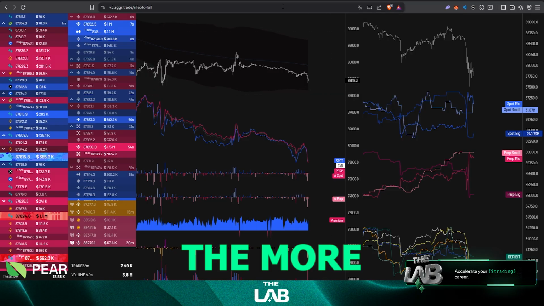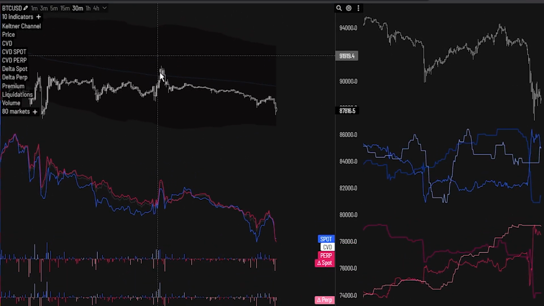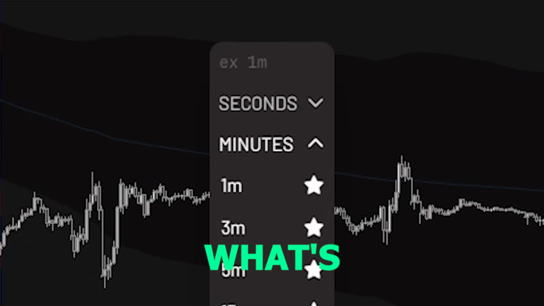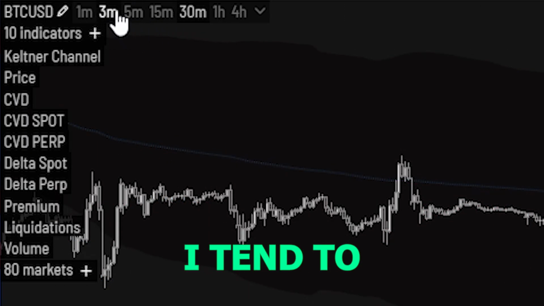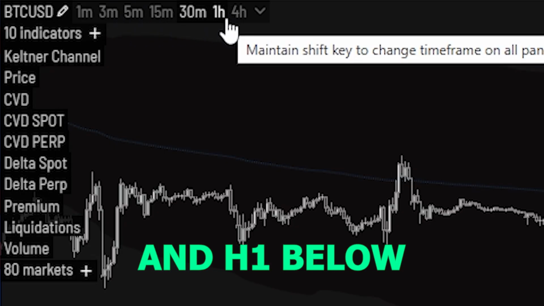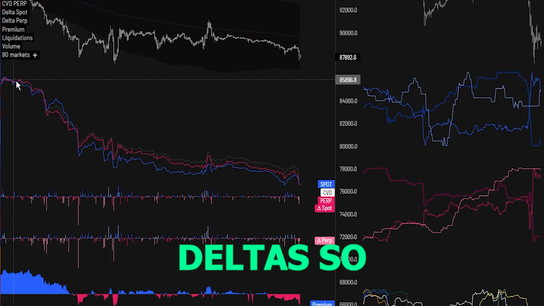Now we come to the more interesting part. First of all, we have here a chart, just a price chart. Below that, time frame, you can decide for yourself what's fitting. Usually I tend to trade between M5 and H1. Below that we have CVDs, volume deltas.